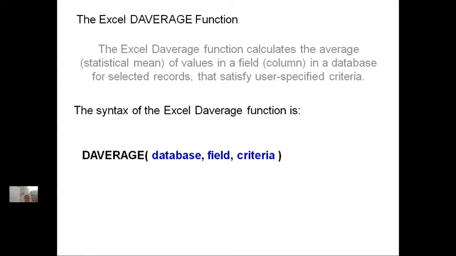It calculates the average of values. The name itself is specifying average. Average means the sum total of all the values divided by the number of values. It is calculating the average values of a field in a database for selected records that satisfy the user specified criteria. What is the syntax of the daverage function? Daverage, open the brackets, database comma field comma criteria. Now let us go to the next slide.